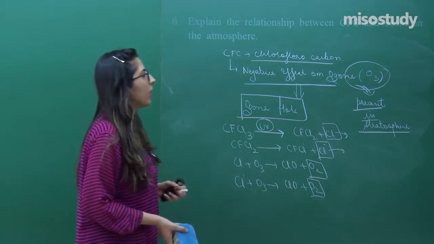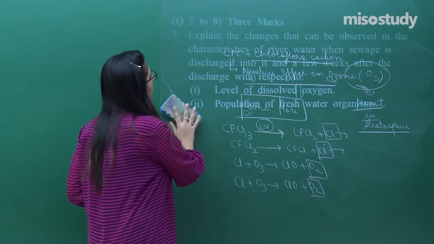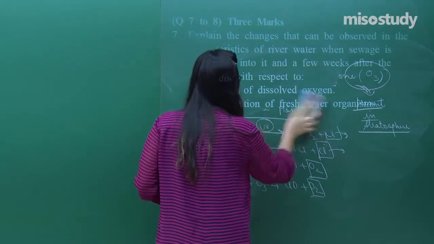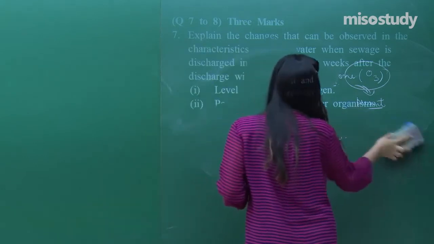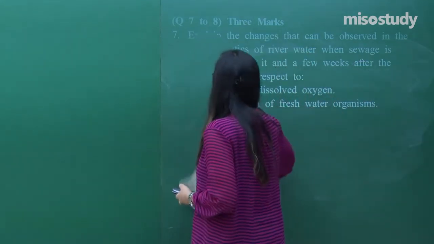So students, hope you have noted this down. Now let's move towards the next question. The next question is from a separate category, that is from 3 marks. So you have to write this question in a bit of detail.